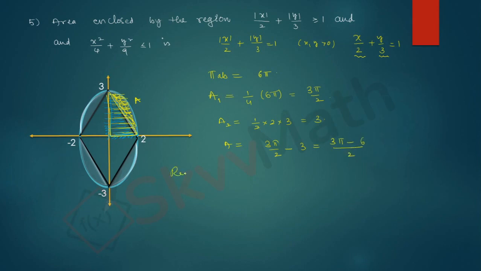So now the required area is equal to what? 4 times this area, because the same area is here, the same area here, and the same area here. So therefore 4 times this A, that is (3 pi minus 6) by 2, which is 2 times 3 pi minus 6, we get 6 pi minus 12 square units.